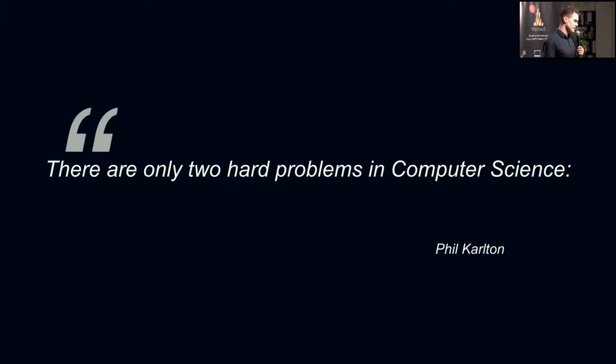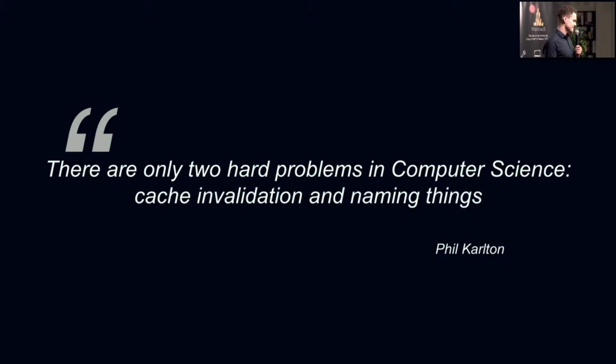When we go to the BEM documentation and go to the section on naming, there is a quote that says that there are only two hard problems in computer science. The first one is cache invalidation, and the second is naming things. And Tailwind completely removes that naming things part. So we can now stick only to the cache invalidation problem.